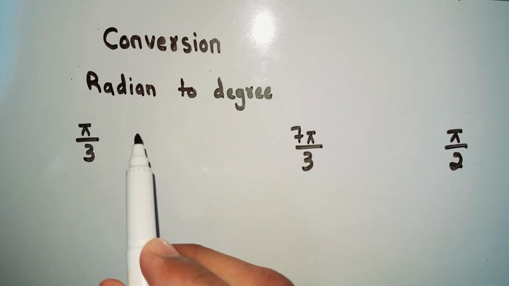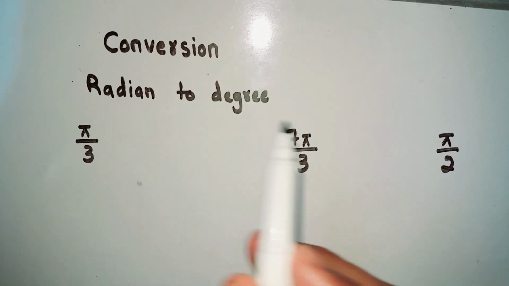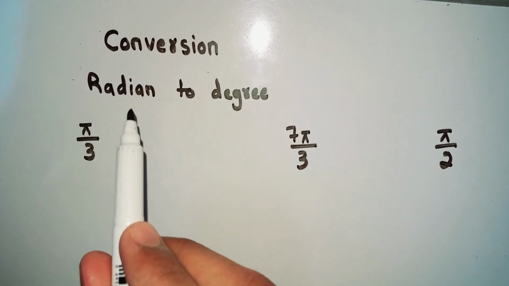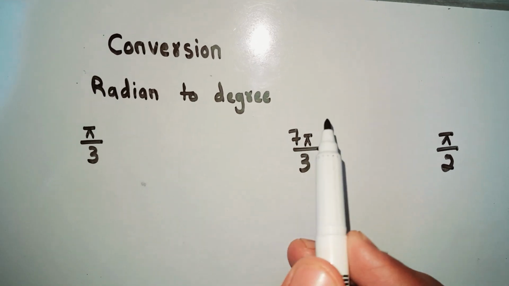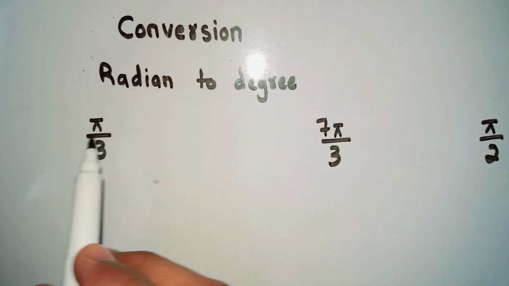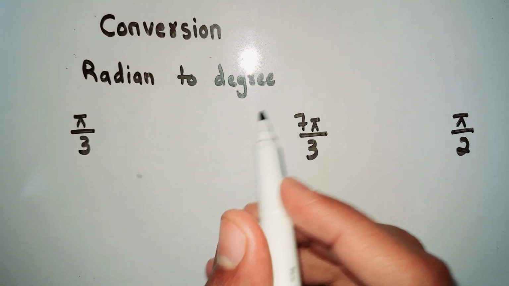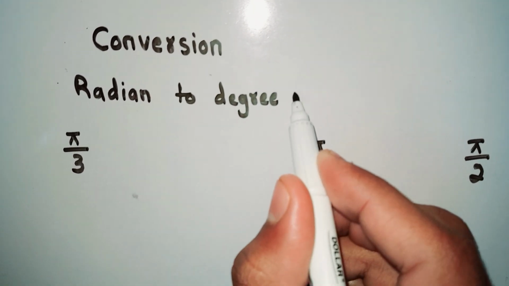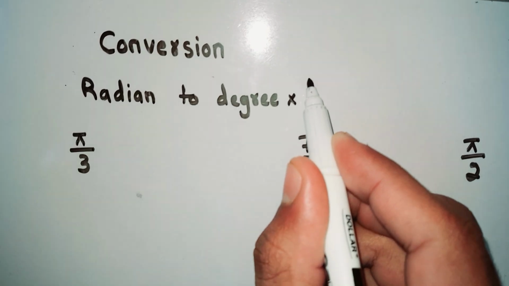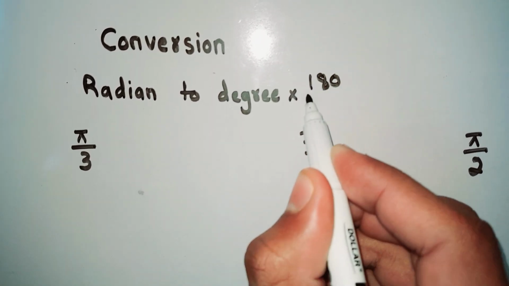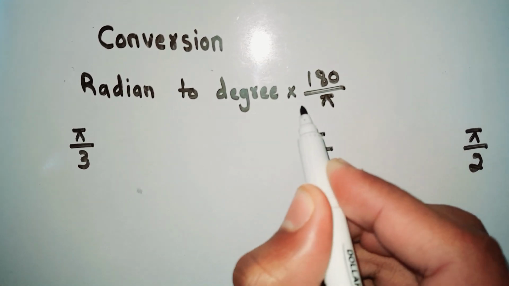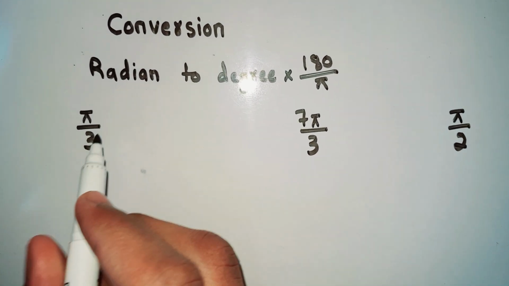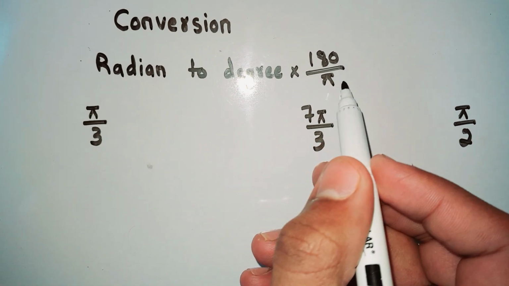In the last video we discussed how to convert degrees into radians. Now in this video we are discussing how to convert radians to degrees. So here is a radian, pi upon 3. Whenever we convert radians into degrees, we just multiply by 180 upon pi. Remember that thing. Whenever we convert radians to degrees, we multiply this unit by 180 upon pi.